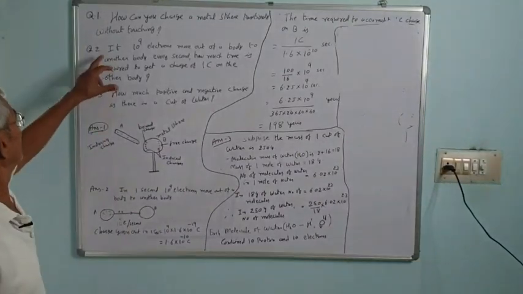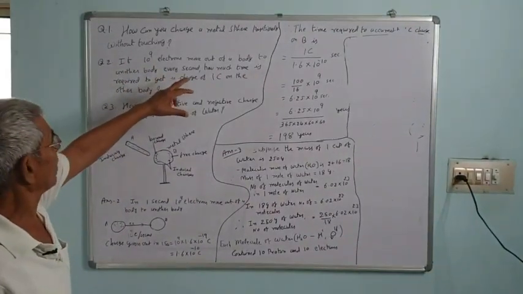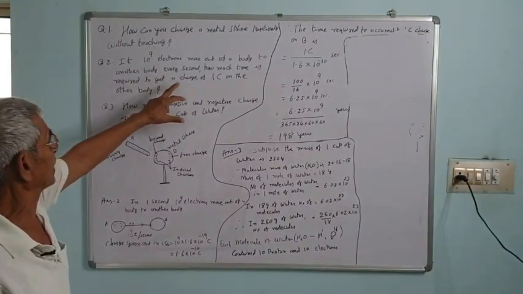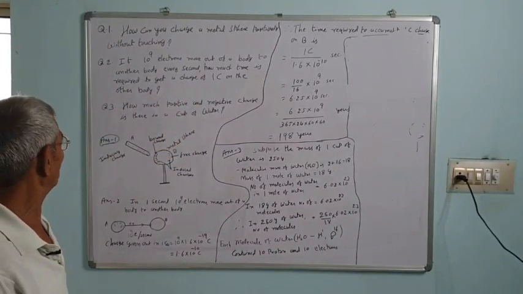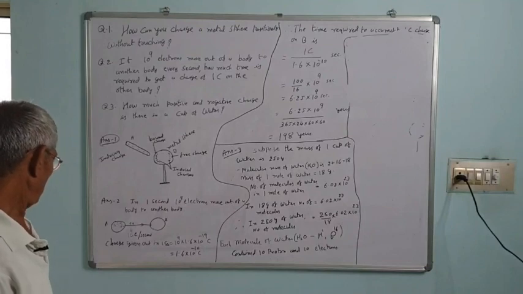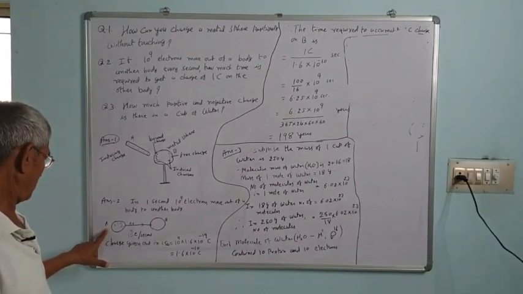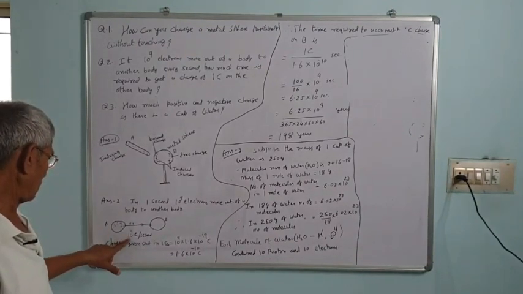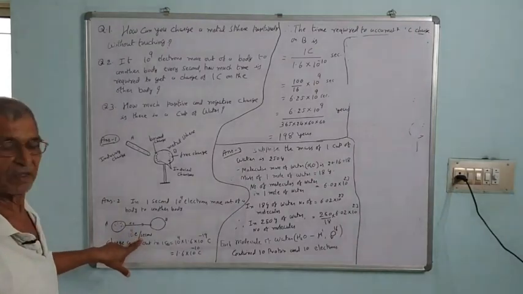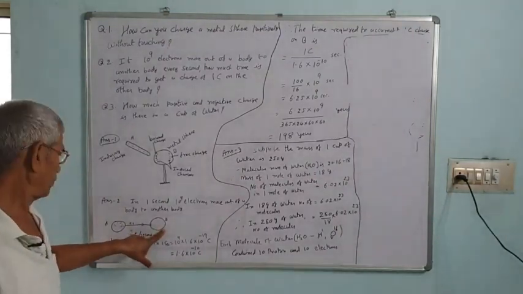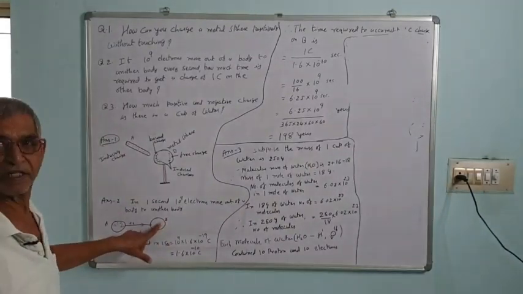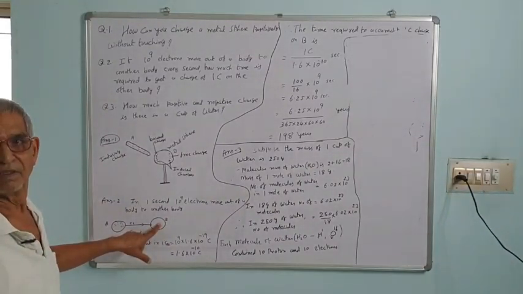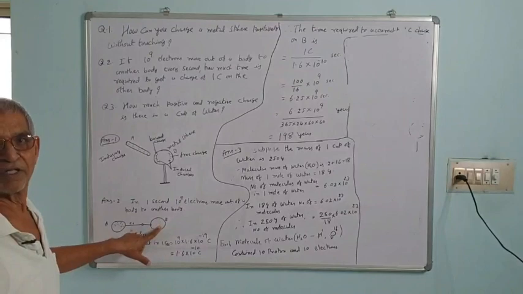Next question: if 10⁹ electrons move out of a body to another body every second, how much time is required to get a charge of 1 coulomb on the other body? Say one body is A, which gives out 10⁹ electrons per second to body B. So B acquires 10⁹ electrons per second. How much time will it take to acquire 1 coulomb charge by body B?